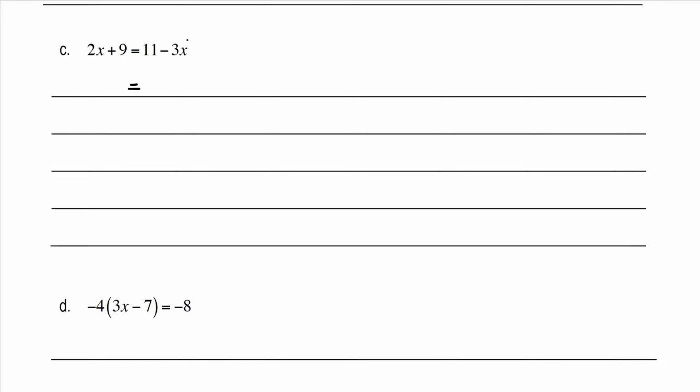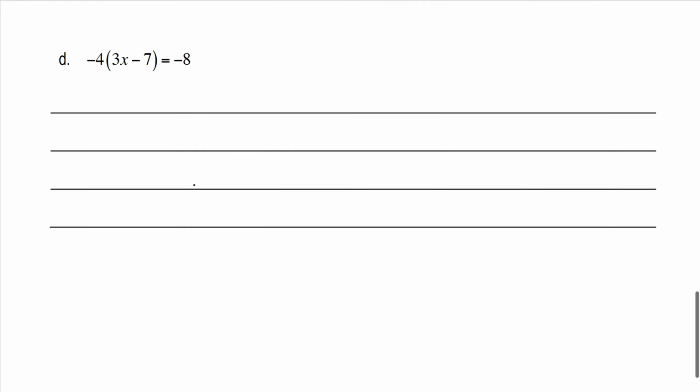So how do I do that? I'm going to add 3x on both sides. Agree? Because I'm going to undo what this one is doing. So I'm going to add 3x on both sides. When I do that, what do I have left on the left-hand side? 5x plus 9 equals 11. Agree? And then what I'm going to do, take away 9 on both sides. So I align my equal sign. What do I have left on the left-hand side? 5x is equal to 2. Agree? And then what I'm going to do, divide both sides by 5. So I have that x is equal to 2/5. And that's my final answer.